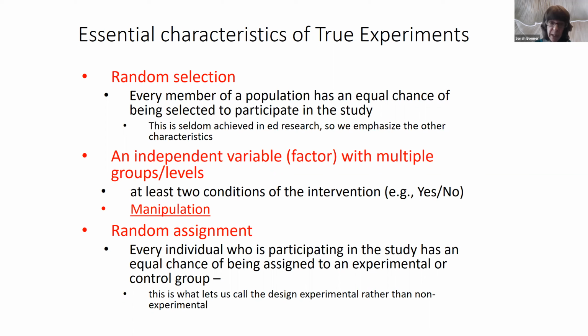And then with an experiment, you are going to assign people to one of those two conditions. That's your manipulation, that you are able to assign people to the conditions, and you're going to do it on a random basis. So every individual who's participating in the study will have an equal chance of being assigned to either the experimental, for instance, the writer's workshop group, or the control group, what we call business as usual, usually in education. And it's the random assignment that lets us call the design experimental.